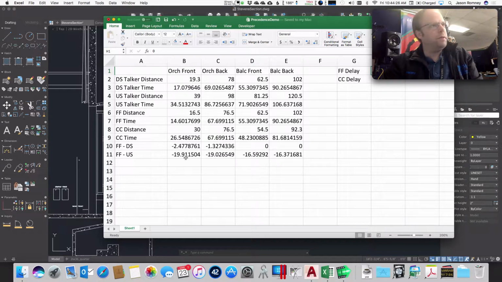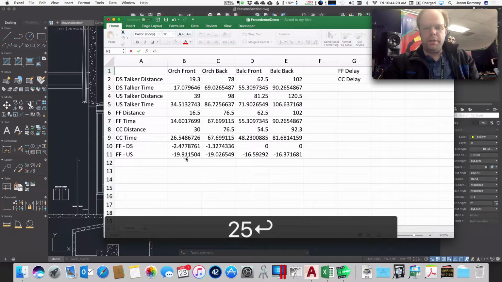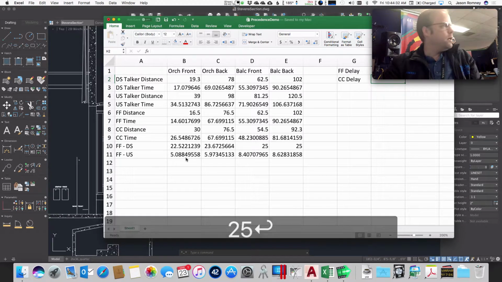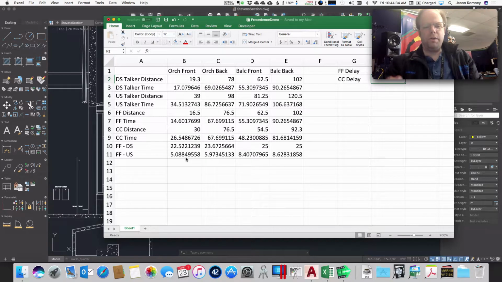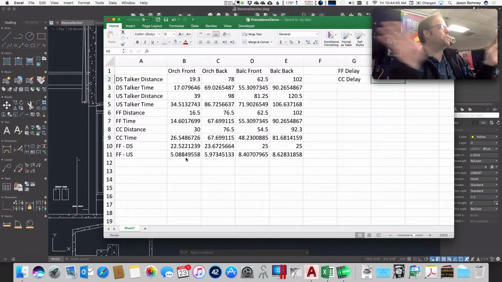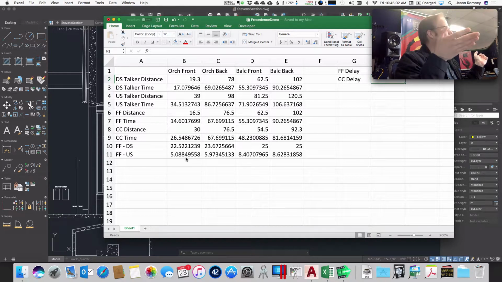So I would need to add 25 milliseconds. So if I add 25 milliseconds to my front fill, then look what happens. Everything sits now in between that 5 to 30 millisecond window that I need it to be. Yay! Easily within the precedence window now. And that works. So now I can ignore the talker. From my math, I can eliminate that now because they can move anywhere they want within that range, and they're going to image to those front fills. So now all I got to do is image my center cluster to my front fills, and I'm done.